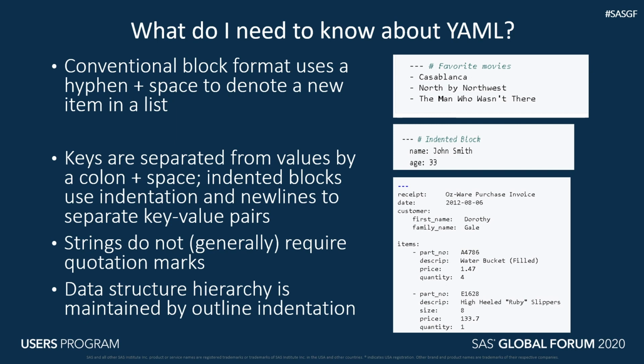So what do you need to know about YAML really? Well, a couple quick things. The conventional block format, if you're denoting a new item in a list, uses the hyphen and a space, as you can see at the top on the right-hand side. Keys are separated from values by a colon and a space. Indented blocks use indentation to separate key value pairs. So we have key and value, and we separate them with indentation and new lines for the different items. Strings do not generally require quotation marks. Data structure hierarchy is maintained by the outline indentation. What that means is the more you indent, the lower in the hierarchy it is.